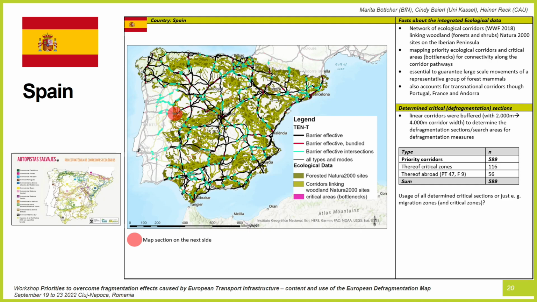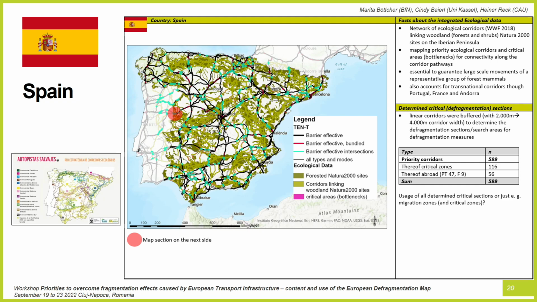The last example before we start our discussion is Spain. We have here a network of ecological corridors developed by the WWF in 2018. This network links woodland habitats, that means forests and shrubs of Natura 2000 sites on the Iberian Peninsula. They map priority ecological corridors and critical areas, bottlenecks, for connectivity along the corridor pathways. The corridors are essential to guarantee large-scale movement of representative groups of forest mammals, and they also account for transnational corridors through Portugal, France, and Andorra.